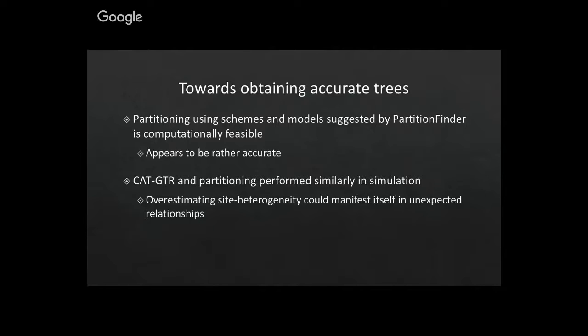Just in terms of wrapping up results, CAT-GTR and partitioning did perform similarly in simulation. I think that's important. And I do really think that we need to look at how site-heterogeneous models are actually estimating site heterogeneity and whether they are overestimating or underestimating the amount of heterogeneity in a data set. Because if they're doing that on a problematic level, then that doesn't make a site-heterogeneous model any better than partitioning.